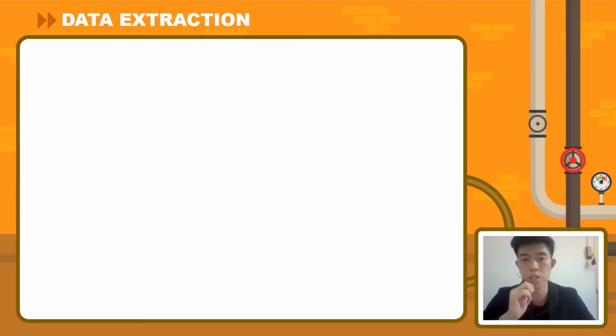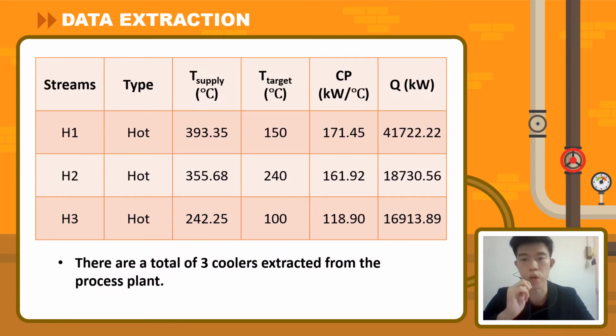All the stream data extracted from the plant design project is listed in the table here. Both the CP value and the total heat required are also tabulated here. In our project, there are a total of 3 coolers extracted from the process plant.